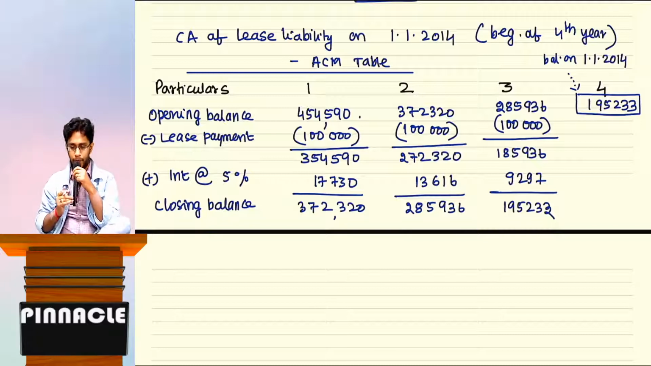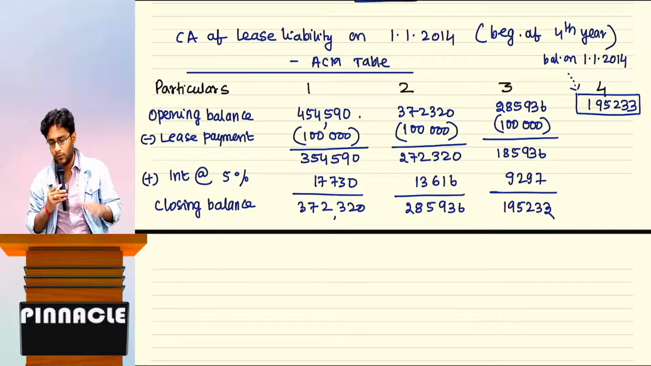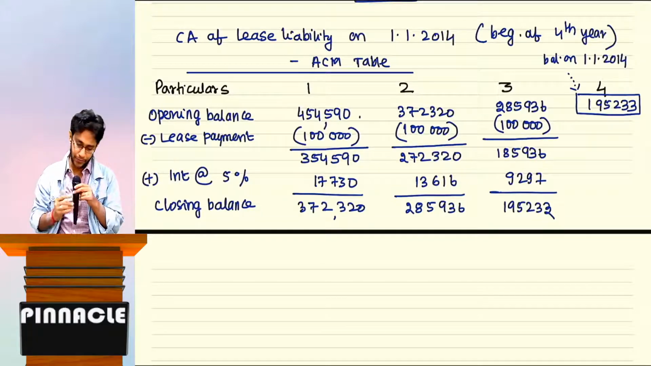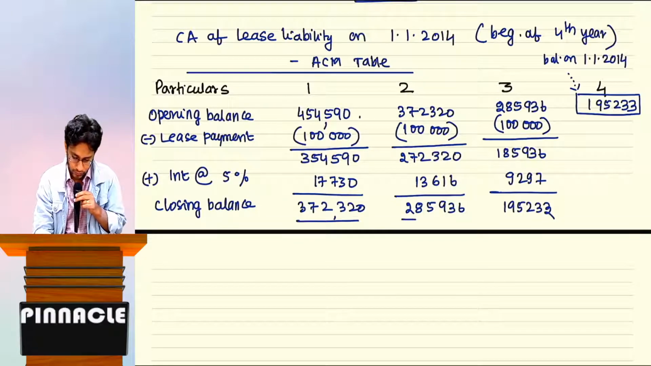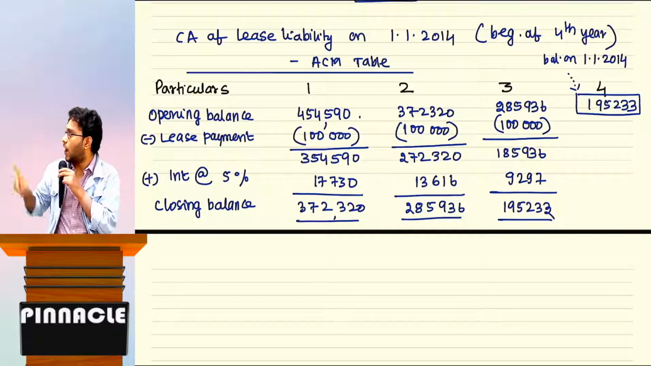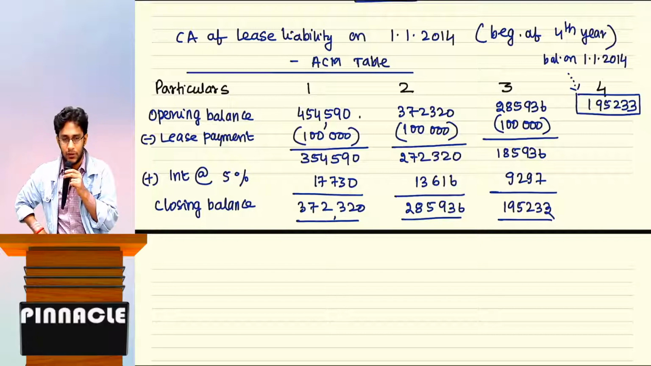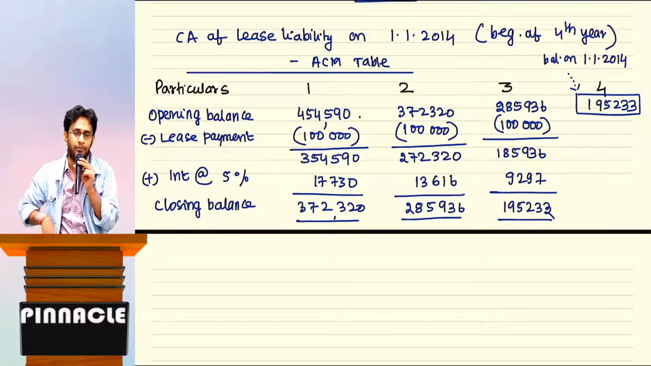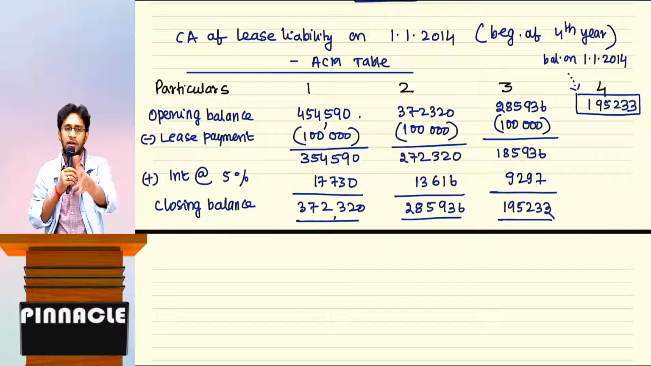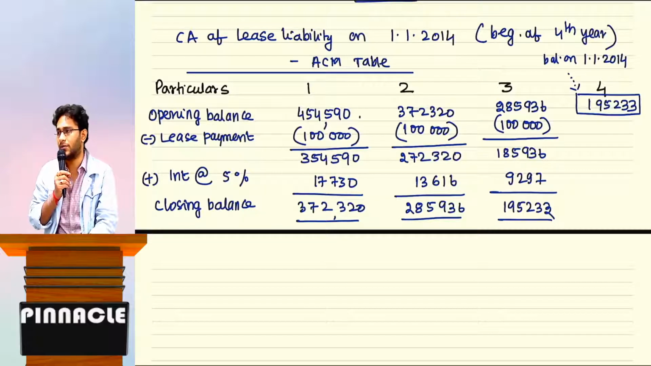Stop there. 1/1/2014. Whatever 195 to 233 is appearing in your lease liability account, our number is not correct considering that there is an increase in the lease term. So definitely now remeasurement is required.